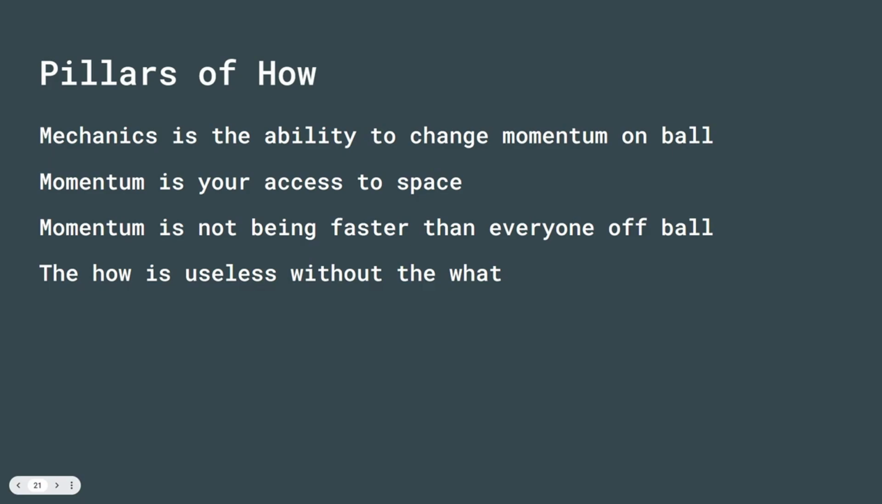Now let's get into pillars of how you do these things. Mechanics are the ability to change the momentum of the ball. If you have very good mechanics, you are going to be able to change the ball direction at any point. If you have really good flick mechanics, then you're going to be able to change the momentum of the ball from flicks. If you have really good flip reset mechanics, then you're going to be able to change the momentum of the ball from flip resets. Mechanics are your ability to change the momentum on the ball.